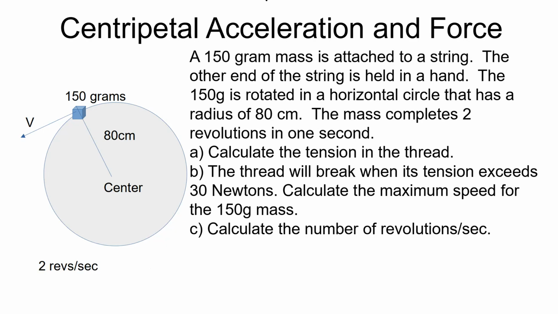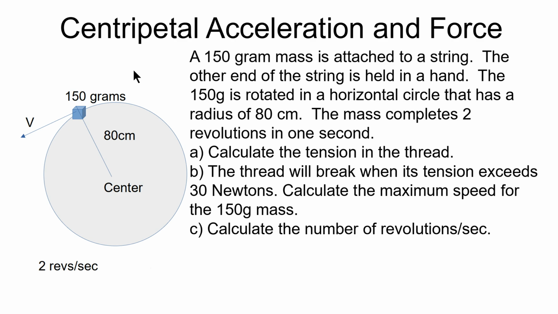This is an example problem regarding centripetal acceleration and force. We have 150 grams attached to a string. That string is anchored back here at the center at somebody's hand. And the 150 grams is in rotation in a horizontal circle. We're going to ignore the dip that occurs because of gravity on it. Just say it goes in a horizontal circle that has a radius of 80 centimeters.